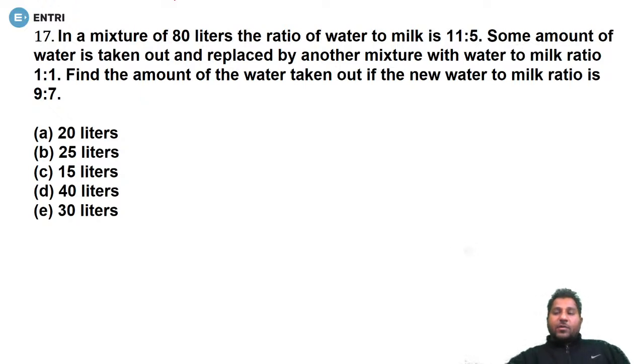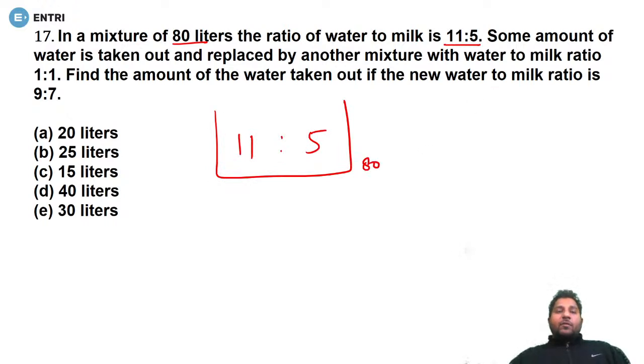Come on, solve this one. In a mixture of 80 liters, the ratio of milk and water is 11:5. Okay, so there were 80 liters. Some amount of water is taken out. We don't know how much water is taken out, and it is replaced by another mixture of water and milk.